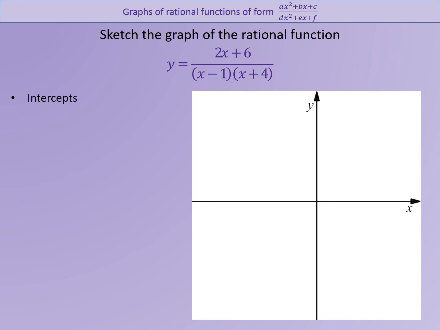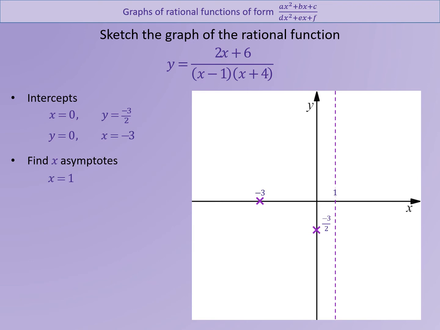So we have intercepts first of all, so we substitute in x equal to 0, and that would give us minus 3 over 2, and y equal to 0, that would give us x equal to minus 3. And then we can find the x asymptote, so we're looking at the denominator, that's x equals 1 and minus 4. So now we've got two lines that this graph is defined by.